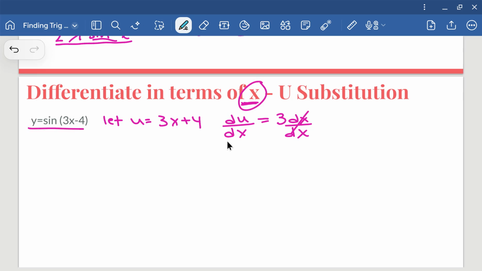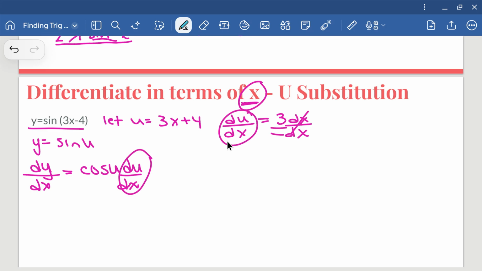Now I can rewrite my function, which will be y equals sine of u, and I can take my first derivative. So if I take the derivative of u, it would be du over dx, and that will equal the derivative of sine, which is cos, so cos u, and then because it's in terms of x, it's going to be du over dx. But notice we have now du over dx, and we know what that equals. That equals 3. So we can replace that with 3. So cos of u times 3.